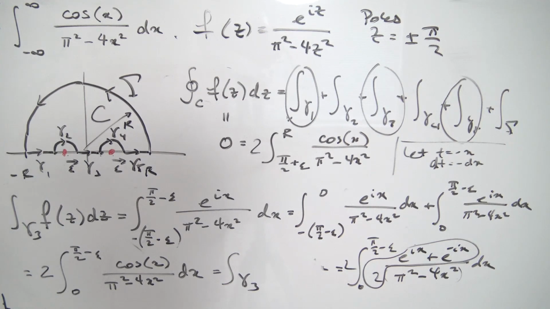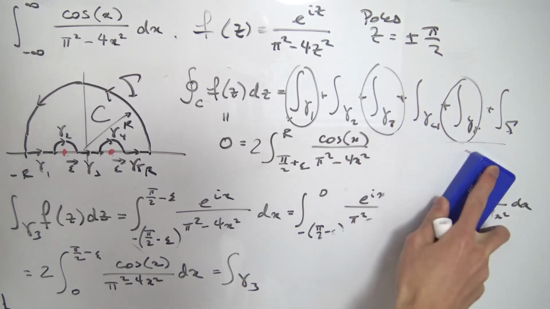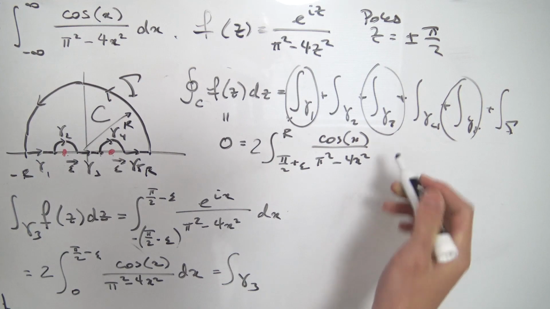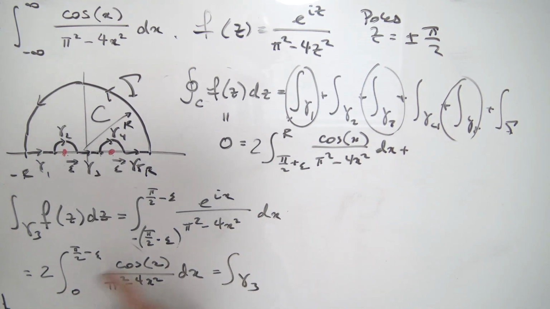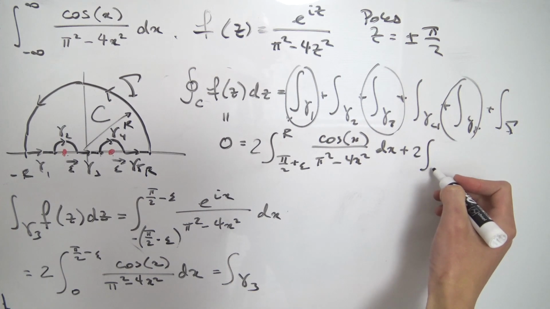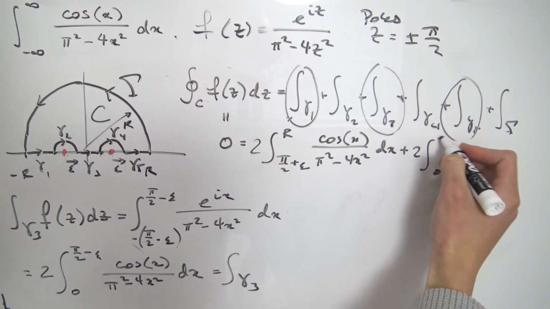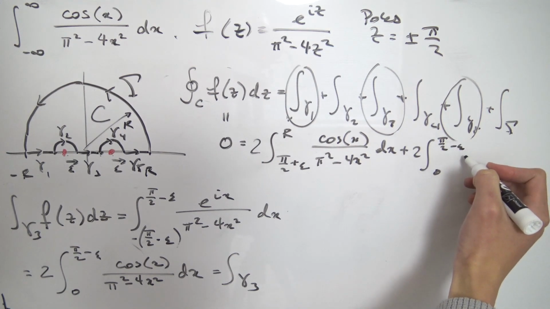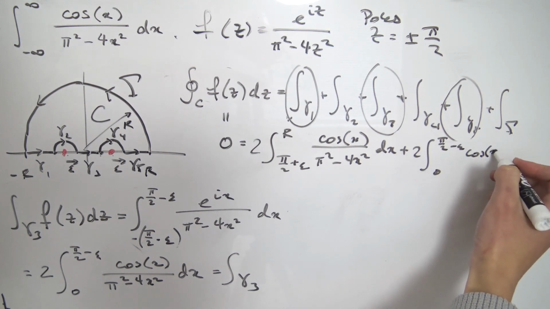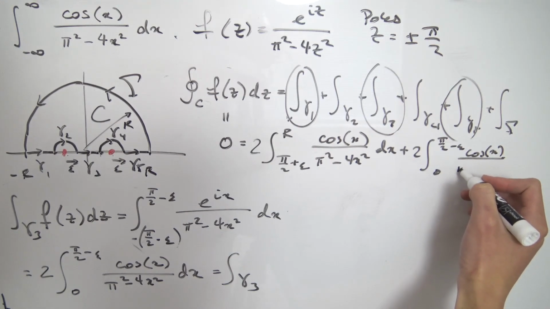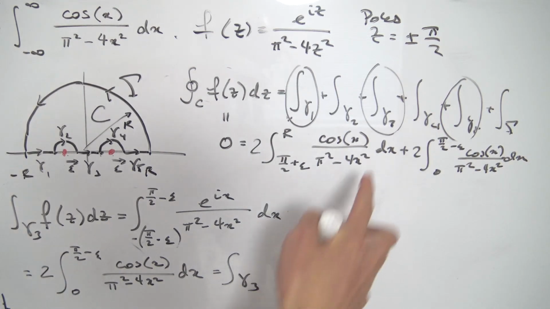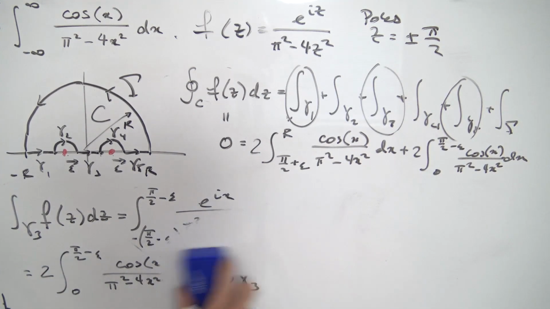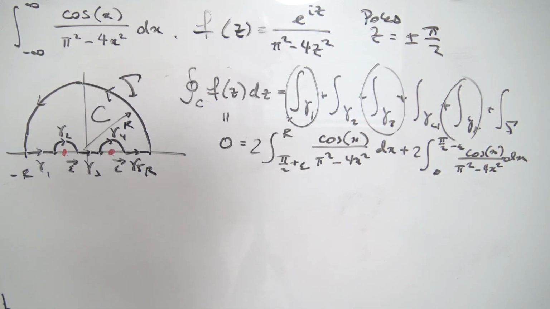So let's put that back into our working. So we just figured out that the integral over gamma 3 contributes, I forgot a dx right here, contributes this extra term of 2 times the integral from 0 to pi on 2 minus epsilon of cosine of x, all divided by pi squared minus 4x squared dx. Okay, so that's the integral over gamma 3 figured out, and now let's move on to the integral over gamma 2. We're going to figure out this one next now.